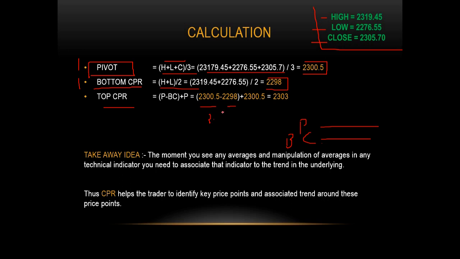We will add back this value to the pivot, that is 2300.5, and the resulting answer will be our TC. TC is simply subtracting BC from the pivot and adding back the result to the pivot itself. The value we get will be our TC. The moment you see any averages and manipulation of averages in any technical indicator, you need to associate that indicator to the trend in the underlying. Thus, CPR helps the trader to identify key price levels and the trend around these points.